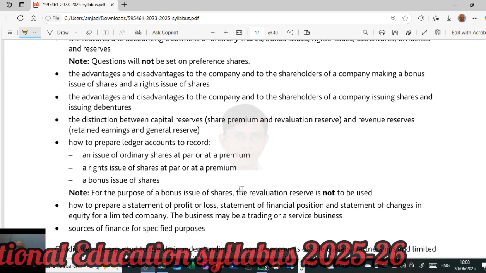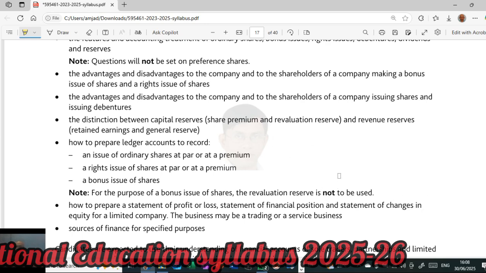All these things you need to remember: how to prepare the statement of profit or loss, the statement of financial position, and the statement of changes in equity. Here there is one more statement, called the statement of changes in equity, for a limited company. Each and everything is a new thing, which is why the accounts are also different. Each individual type of problem we'll be discussing, and you are supposed to learn.